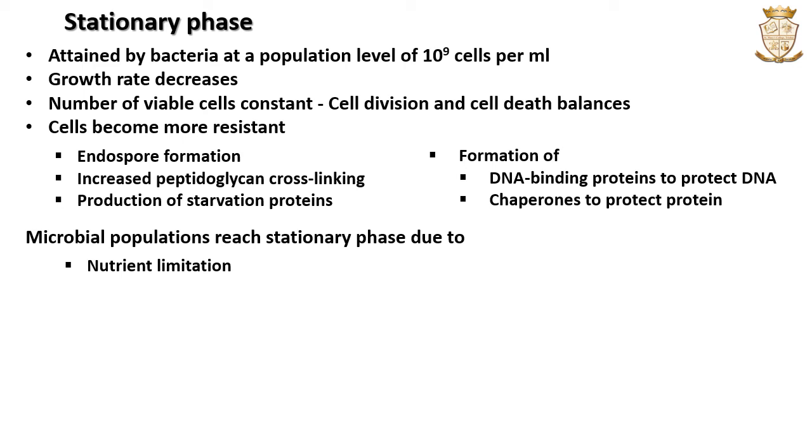Due to their continued growth, the microbial populations will be using the nutrients which are available in their culture medium, and as a result, the essential nutrients will get depleted, and the population growth will slow down. Another important factor is oxygen availability.